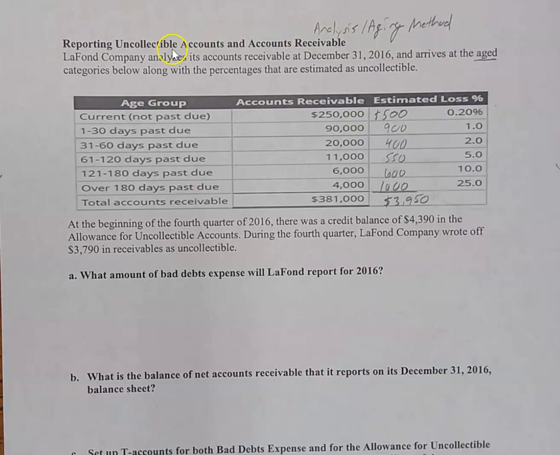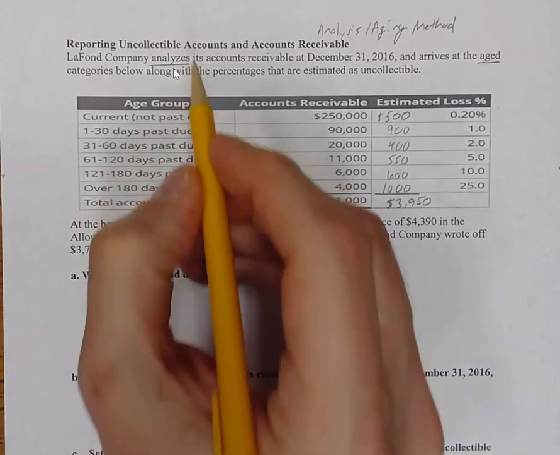All right. So I think that most companies, I'm guessing, I'll just say the vast majority of companies use the analysis or aging method for accounts receivable. Percentage of sales method is perfectly acceptable though. All right, so we've got this company here, Lafon Company, analyzes, so I'm going to actually underline that word as well.